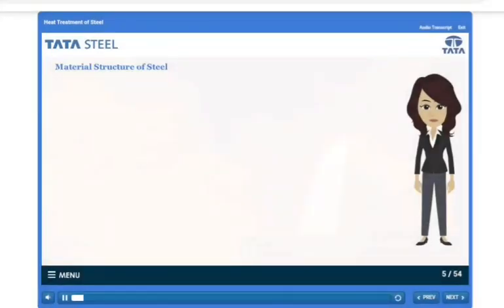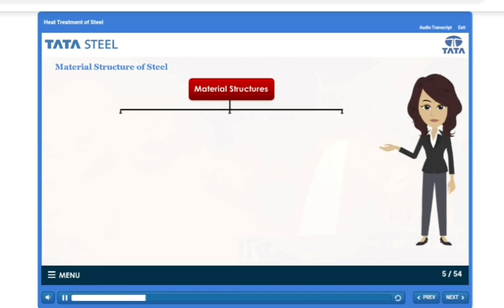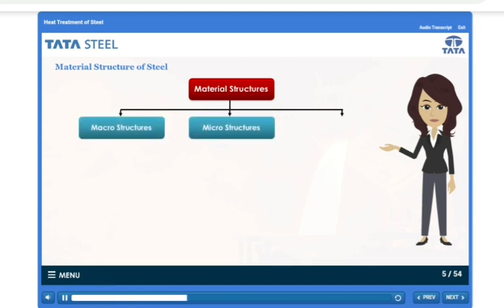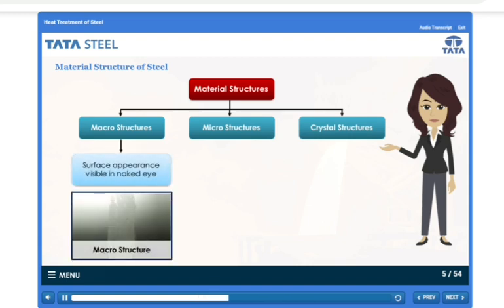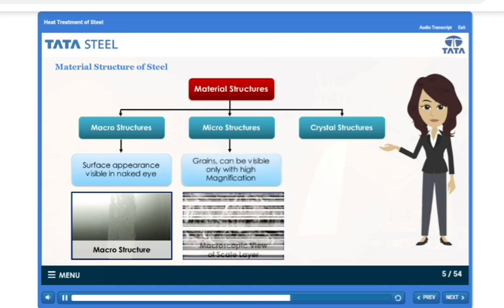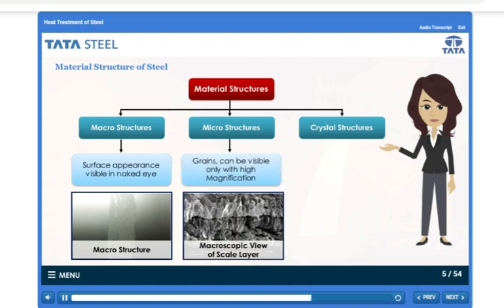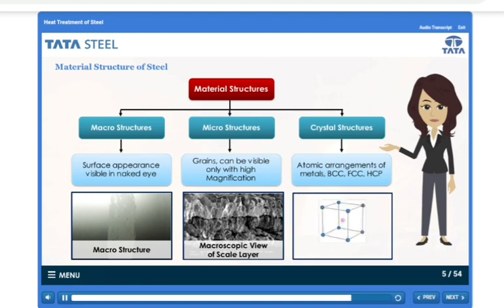We shall begin the course by understanding what the material structures of steel comprise of. Material structures can be broadly classified into three types, namely macrostructures, microstructures, and crystal structures. Macrostructure is the gross structure of a material as visible to the unaided eye or at very low levels of magnification. Microstructure is the structure of a material as revealed by microscopy. Main structural information which are to be taken into consideration are microstructure and crystal structure. Click Next to proceed to the next.